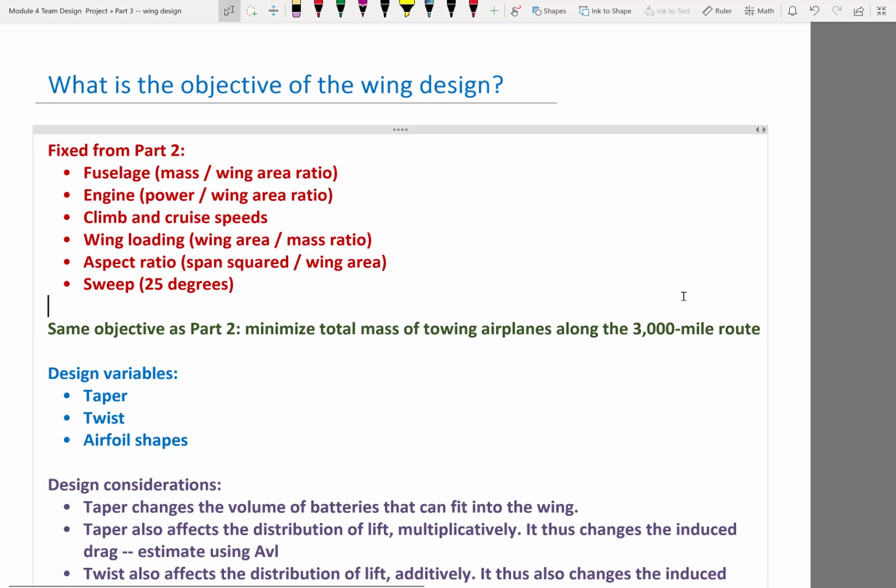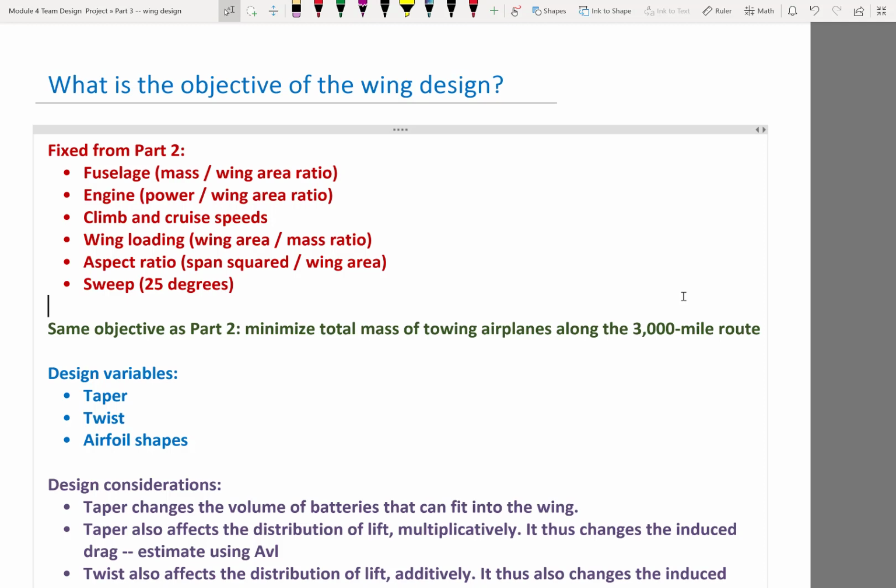You are trying to minimize the total mass of the towing airplanes along the 3,000-mile route. So we are fixing a lot of things from part 2. We are fixing the fuselage, which means we are fixing the ratio of the mass of the fuselage relative to the wing area. Okay. We are also fixing the engine, basically again power to wing area ratio. We are fixing the climb and cruise speeds. And we're also fixing the wing loading. That is basically the wing area to the mass of the entire airplane.